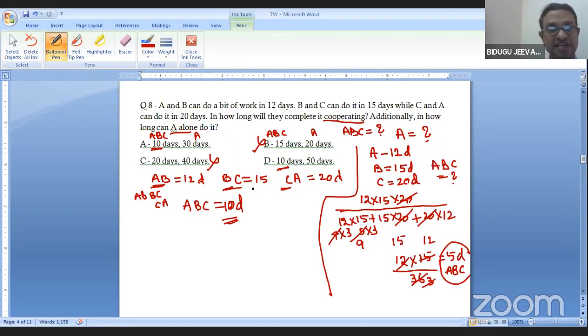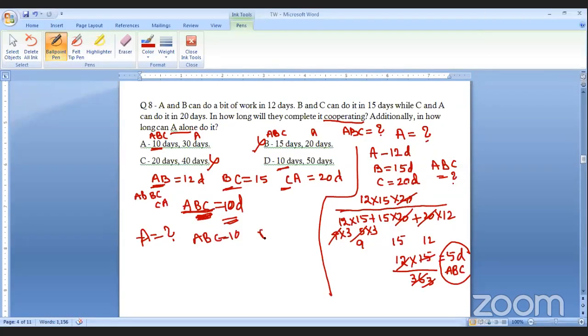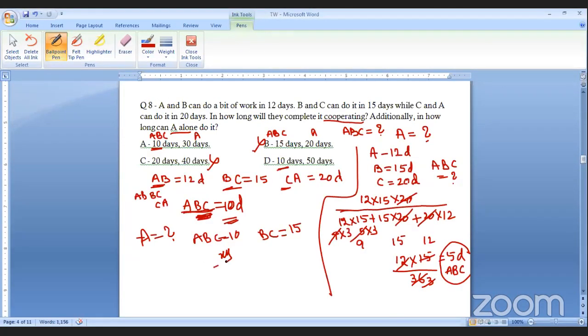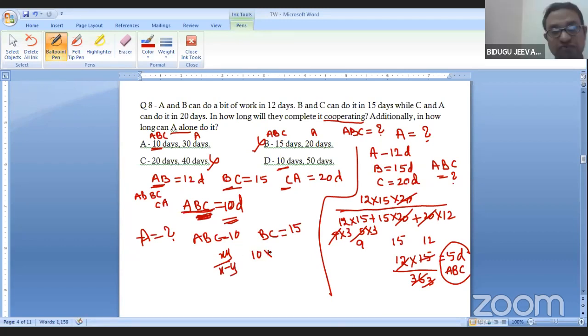Then how to calculate A alone? Think very seriously. To get the value of A from ABC, let me remove BC. ABC capacity is given as 10 days, and BC capacity is 15. Removing, the rule is XY by X minus Y, that is it, into 15. The difference is 5. So 5 3s, so 3 10s are 30 days. Your answer is the first choice.